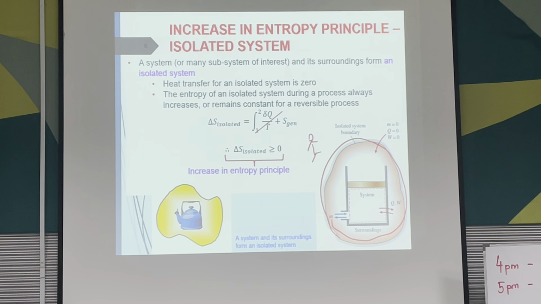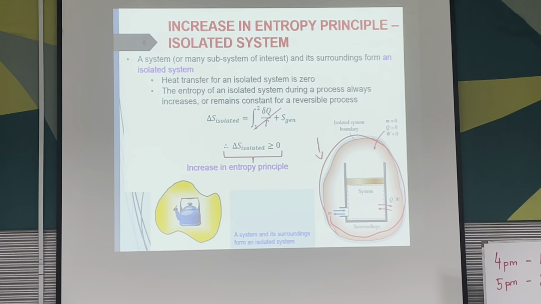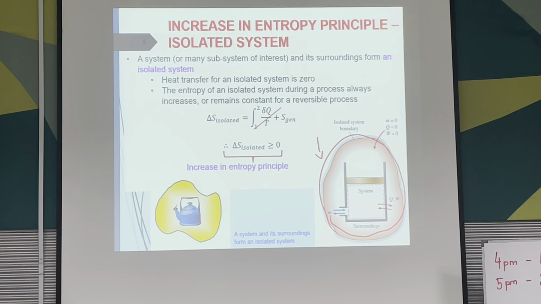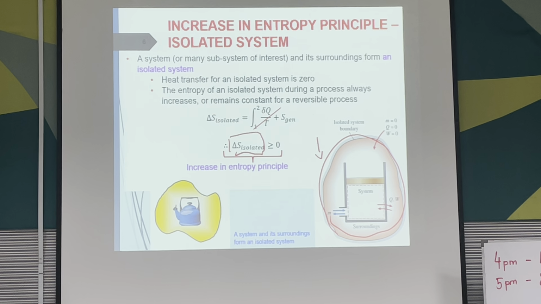And the entropy of an isolated system. So now we are talking about the overall entropy of this entire system here. During a process, the overall change in this entropy will always increase. This is the principle. Or it will remain constant for a reversible process. So we end with this one: the delta S isolated, the change in the entropy of this entire system, will always be more than or equal to 0 if you have an isolated system.